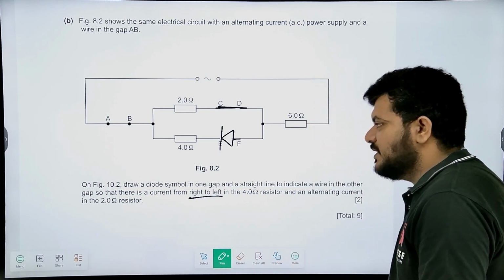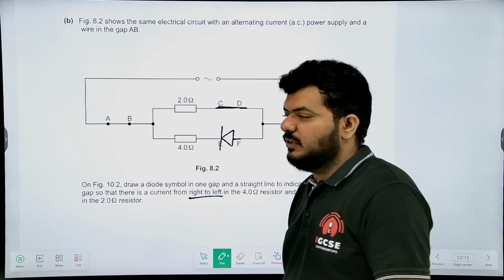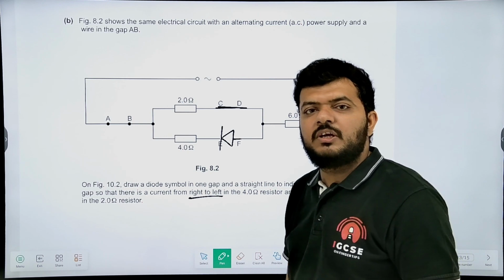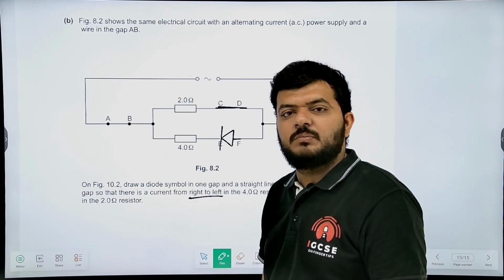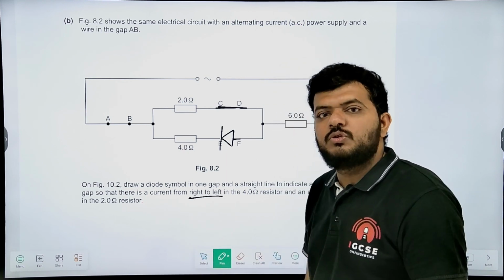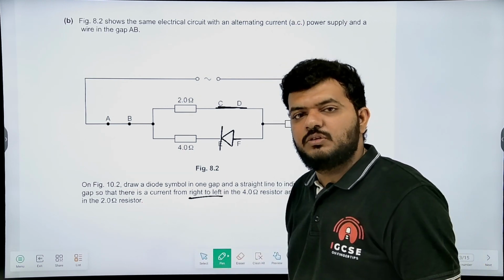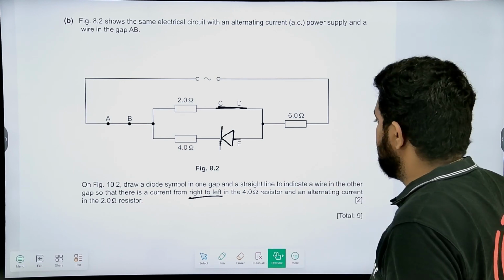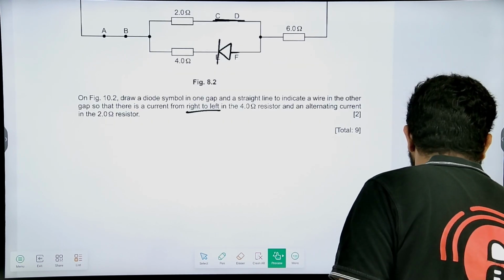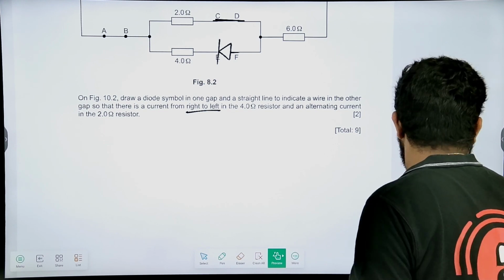You can find circuit symbols in your syllabus booklet as well. You don't need to go through the textbook and write down each circuit symbol. In your syllabus book, you will find all the circuit symbols that you need to remember. Okay, so that is 2 marks there. Then we have the next question.